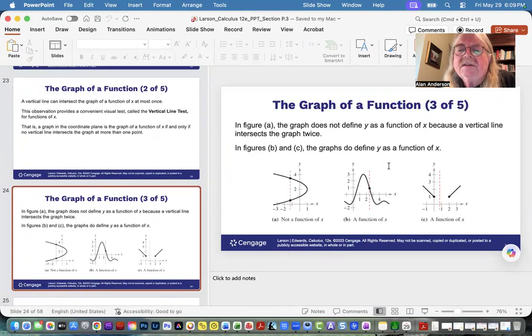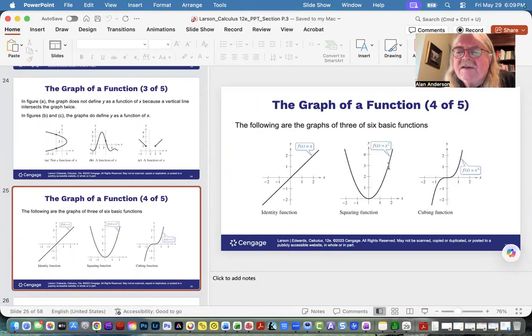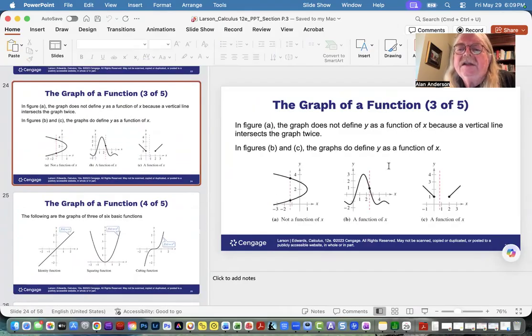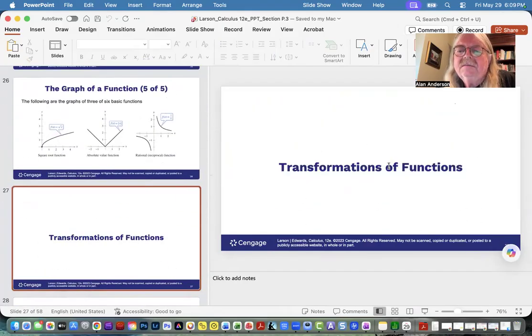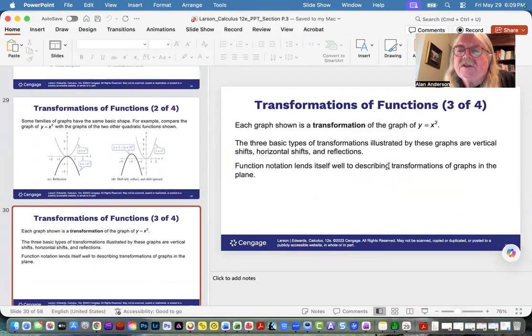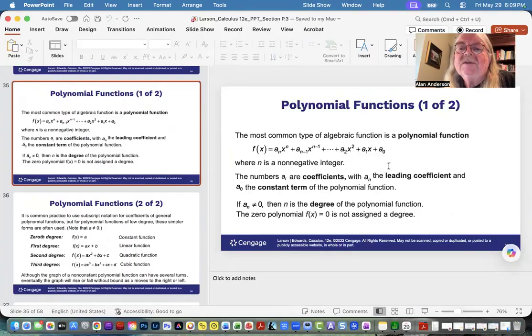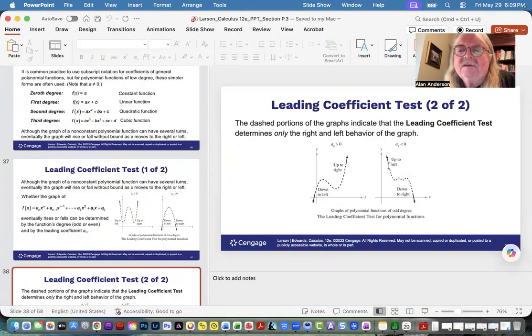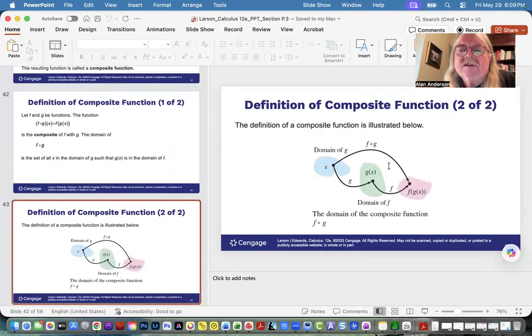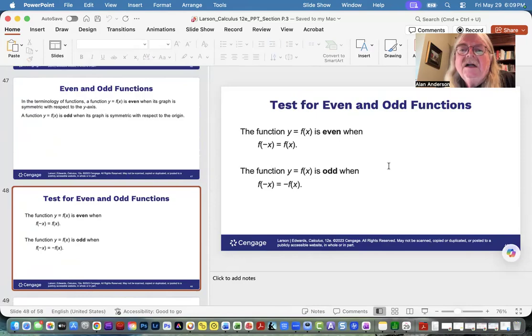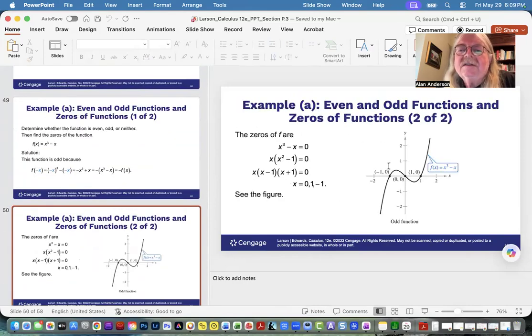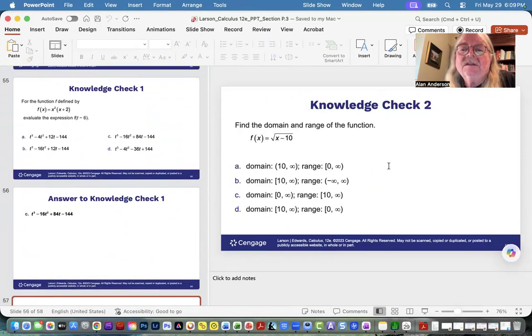It'll remind us how to graph these functions, carry out the vertical line test, some basic transformations of functions, polynomials, something we haven't thought about in a while, rational functions, composite functions, zeros of functions, odd and even functions. There's a lot going on here.